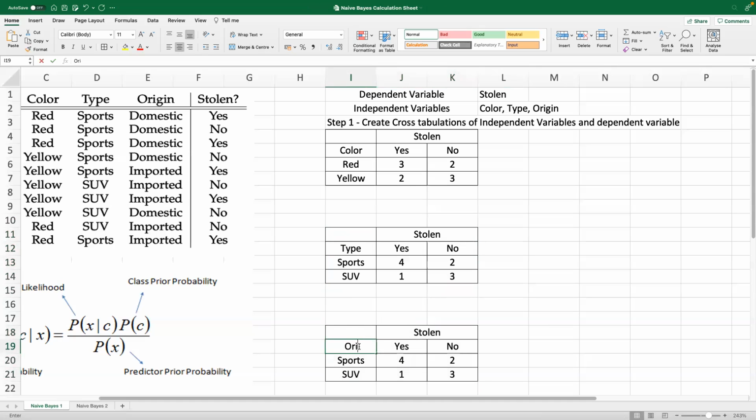Similarly, origin. In origin, we have domestic and imported. So how many domestic are stolen? 1, 2. 2 are stolen. How many domestic not stolen? 1, 2, 3. How many imported are stolen? 3 and 2.